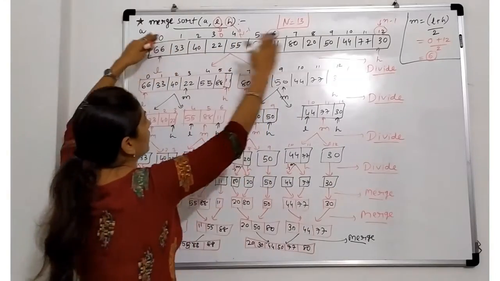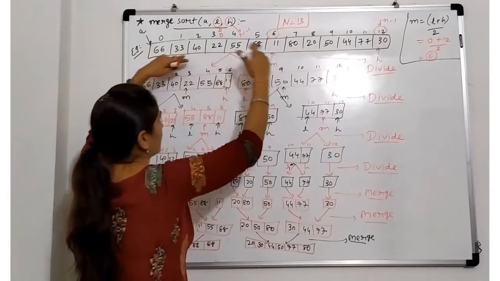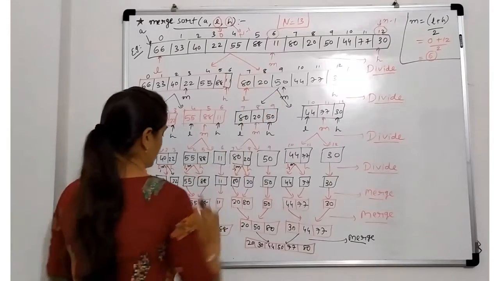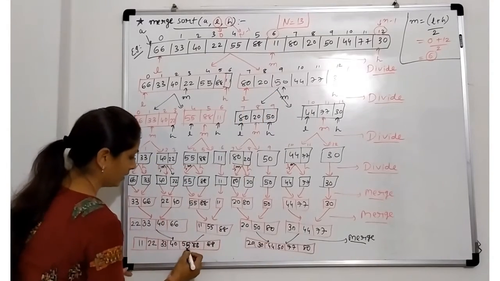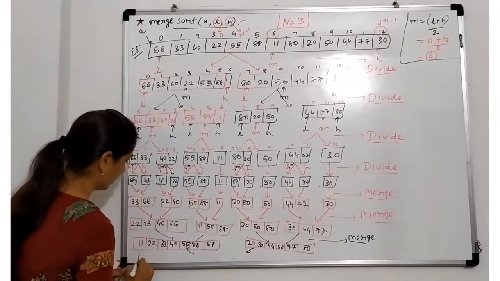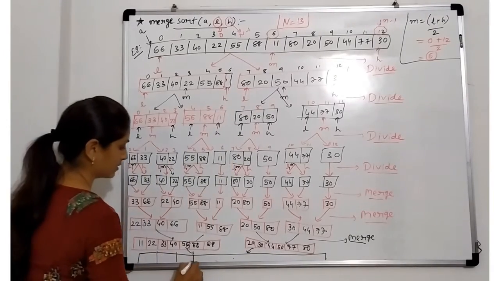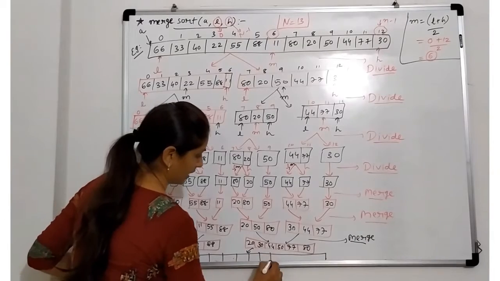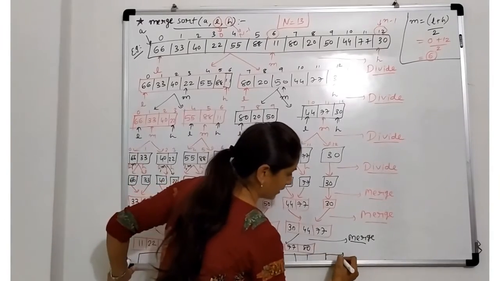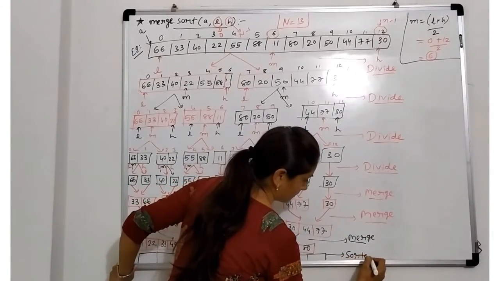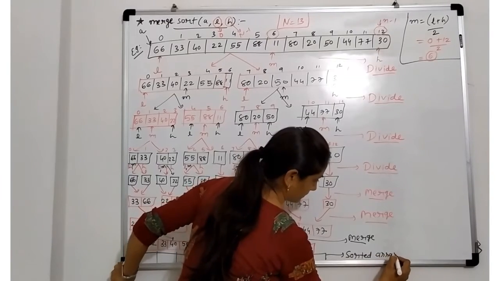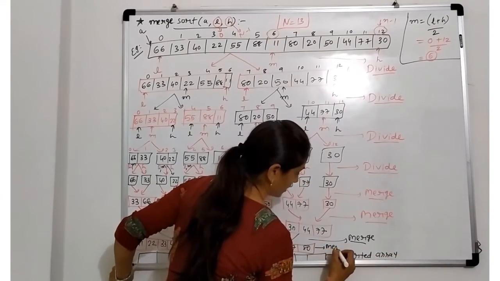Here the whole array, a total of 13 elements, was divided into a 7 and 6 part. So these 7 and 6 are combined and the final answer becomes our sorted array. So total 13 elements we find in the sorted array. And this is our merge step.